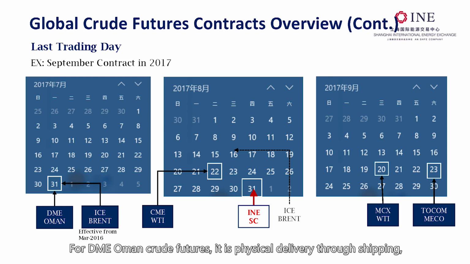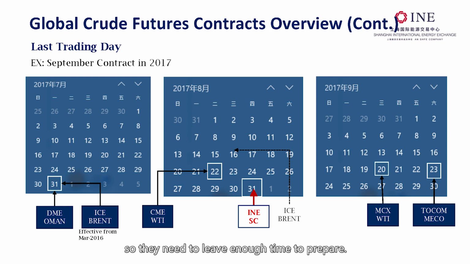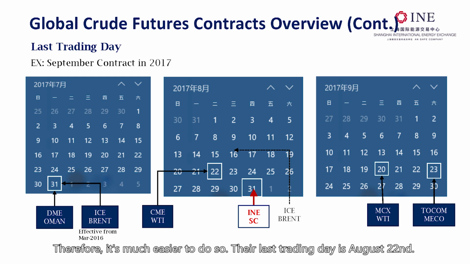For DME Oman crude futures, it is physical delivery through shipping, so they need to leave enough time to prepare. So for the September contract, the last trading day is also July 31st. In terms of the WTI, it is physical delivery through pipeline. Therefore, it's much easier to do so. Their last trading day is August 22nd.